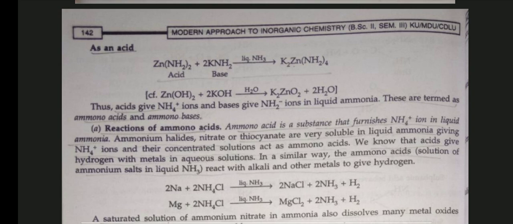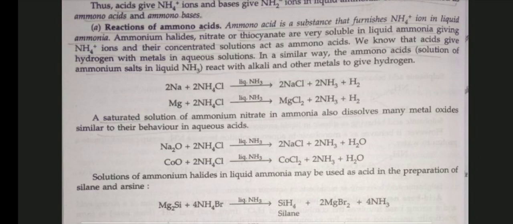Reactions of ammono acids. An ammono acid is a substance that furnishes NH4+ ion in liquid ammonia. Ammonium halides, nitrates, or thiocyanates are very soluble in liquid ammonia, giving NH4+ ion, and their concentrated solutions act as ammono acids. We know that acids give hydrogen with metals in aqueous solution. In a similar way, the ammono acid solution of ammonium salt in liquid NH3 reacts with alkali and other metals to give hydrogen. A saturated solution of ammonium nitrate in ammonia also dissolves many metal oxides, similar to their behavior in aqueous acids.